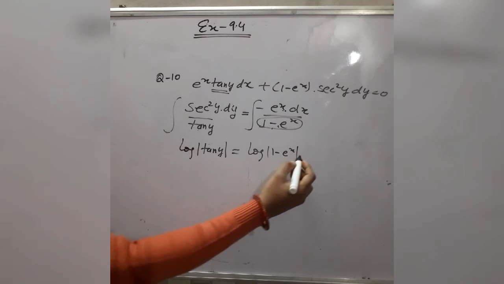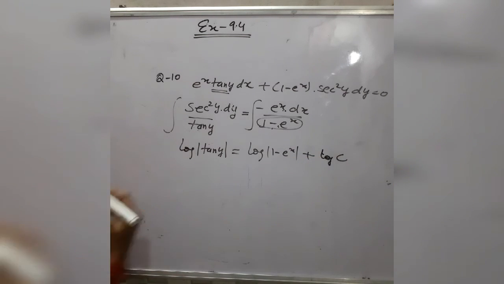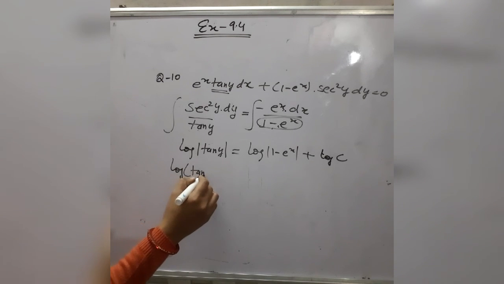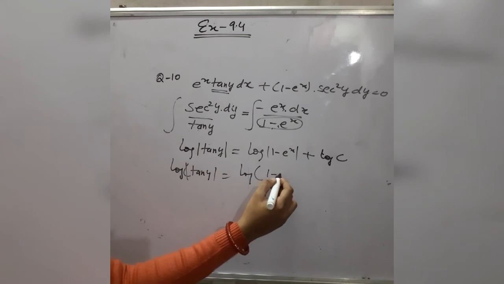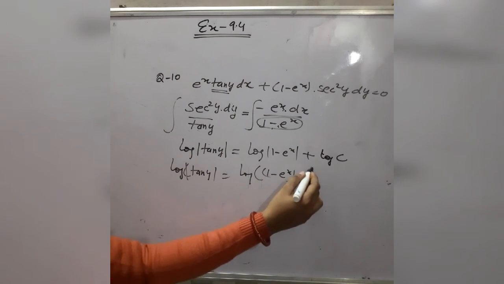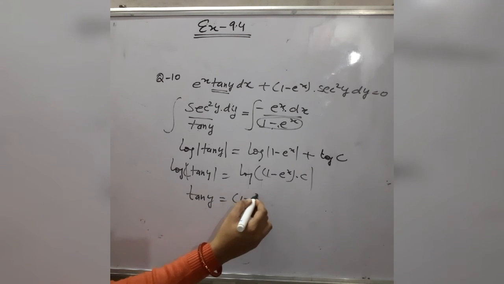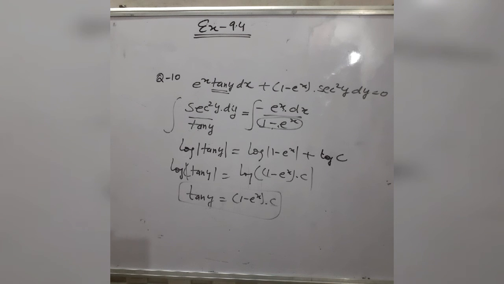Here both the terms contain log, so in place of taking the integration constant c, you will take the constant term in the form of log, so it becomes log c. Now by using the formula log m plus log n can be written as log m into n, so 1 minus e raised to power x into c, log is cancelled with log, so you will get tangent y is equal to 1 minus e raised to power x into c. So this is the solution of the given differential equation. So in today's work you will do this exercise up to question number 10.